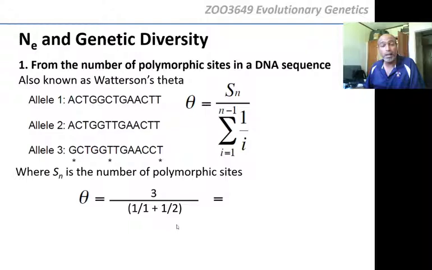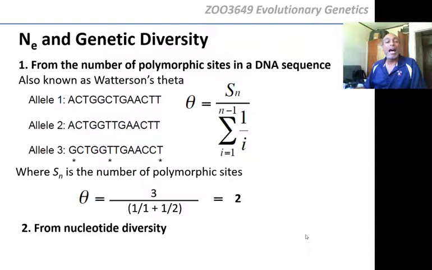Why we don't have a 3? Because we only have 3 sites, okay? And N minus 1 is what? N is 3, N minus 1 is 2. So we can only have 2, 1 over 1 and 1 over 2 here, okay? And we get a value of 2 for theta based on these DNA sequences, all right?